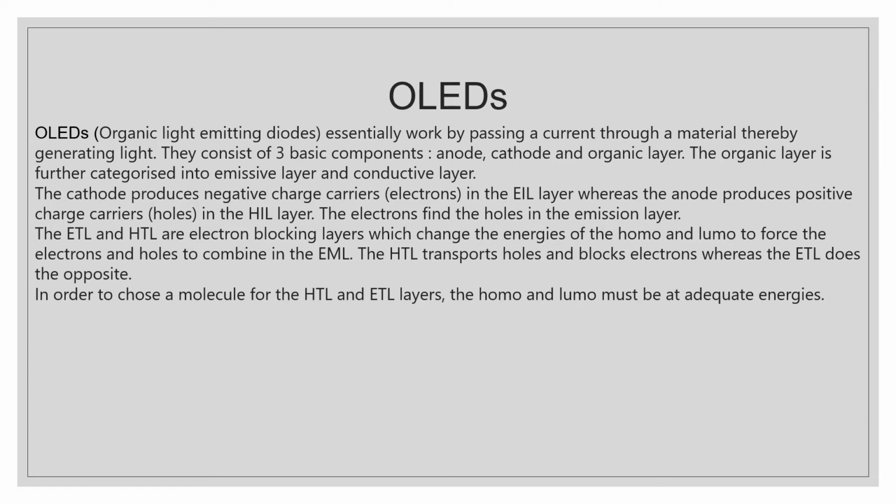The cathode produces negative charge carriers in the EIL layer, whereas the anode produces positive charge holes in the HIL layer. The electrons meet the holes in the emission layer. The ETL and HTL are electron blocking layers.